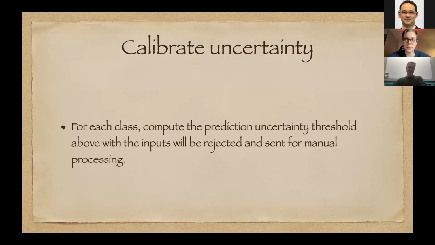So for some classes, the model can be less confident in the prediction and still have a very high accuracy. And with some classes, the confidence may be much lower, but because of different reasons, for example, because this class is very distinct from all other classes, we can have a lower threshold and still achieve the same level of accuracy.